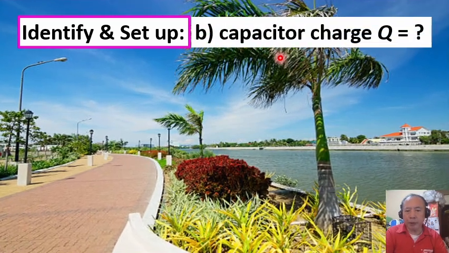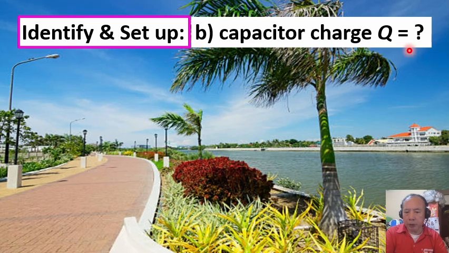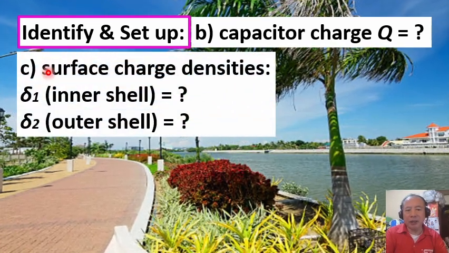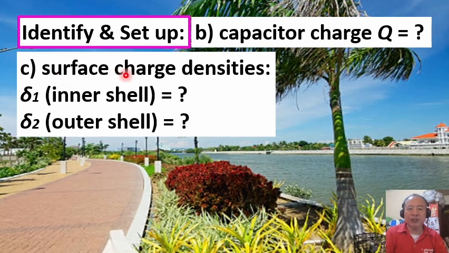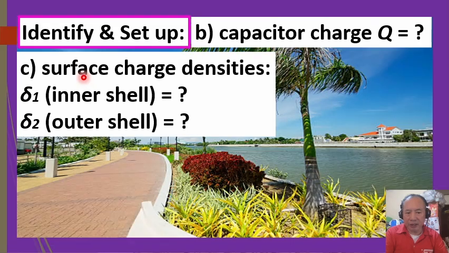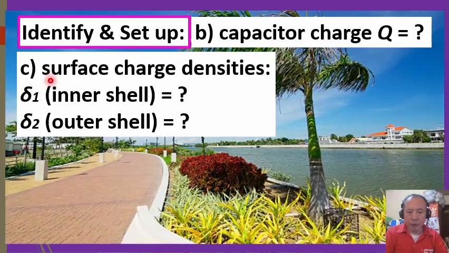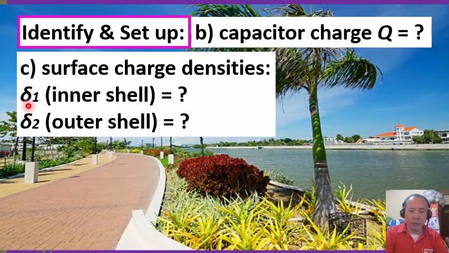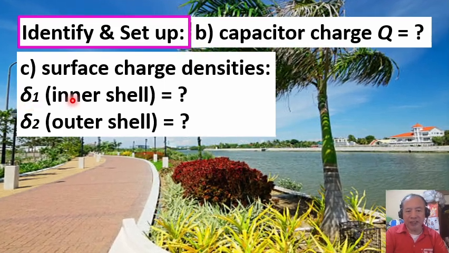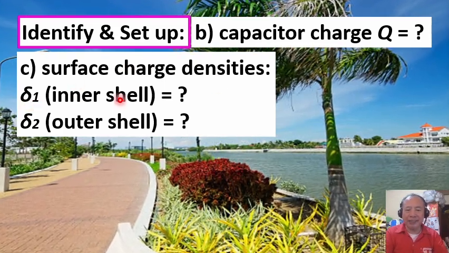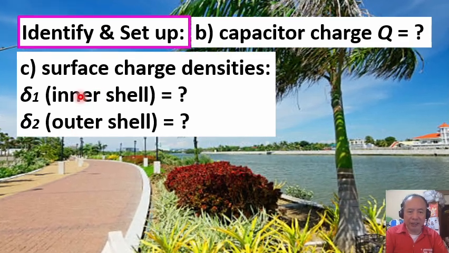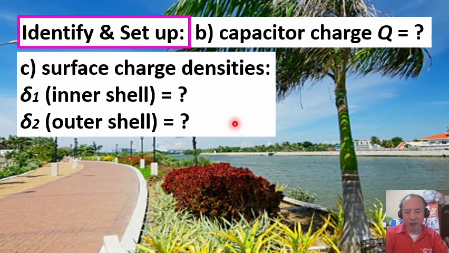In part B, our target variable is the capacitor charge, big Q. And in part C, our goal is to determine the surface charge densities in the inner shell and the outer shell. The symbol delta sub 1 represents the surface charge density in the inner shell, while delta sub 2 represents the surface charge density in the outer shell.